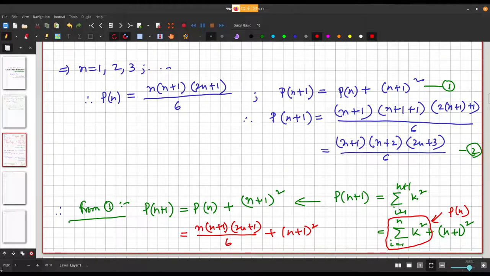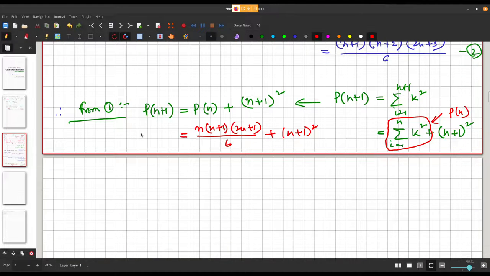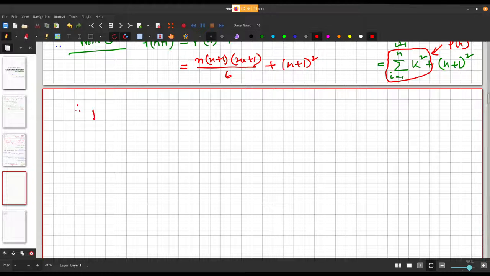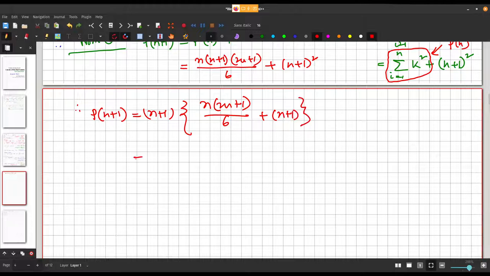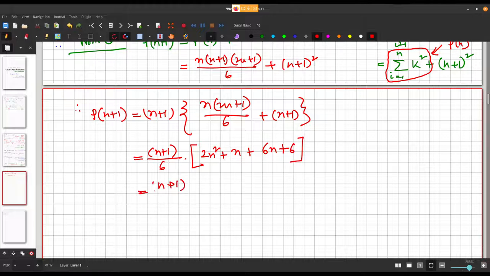Now let us simplify this. Okay, so I ran out of space. Let me quickly add one page here. Okay, so now we have to simplify this. So P(n+1) then will be given by, we can take n+1 common from both the terms, and we will be left with n(2n+1)/6 plus (n+1). And that will be n+1. Let us take out the 6 here, and it will become 2n squared plus n plus 6n plus 6. This is (n+1)/6 times (2n squared plus 7n plus 6).